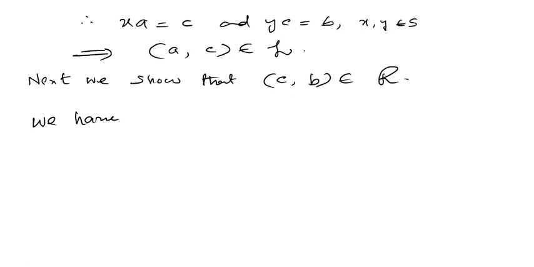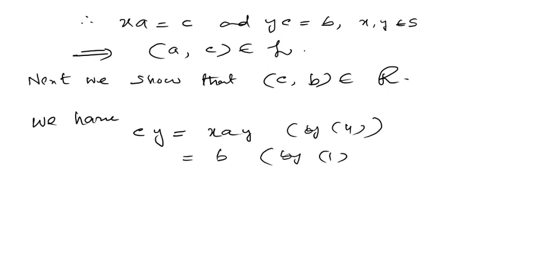So we have this cy. Let's find cy. We will see that cy is equal to b. This is c and y, okay, which is equal to what? c is equal to xa y by 4. Now this xay is equal to b, so thus this is by first. So cy is equal to b.